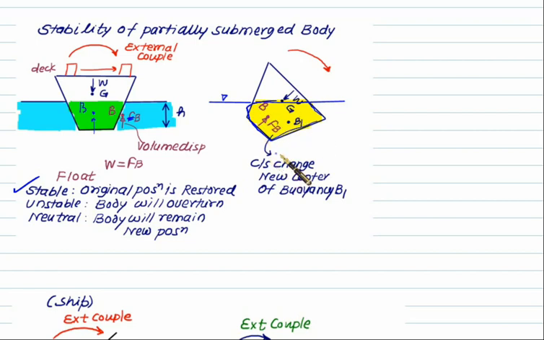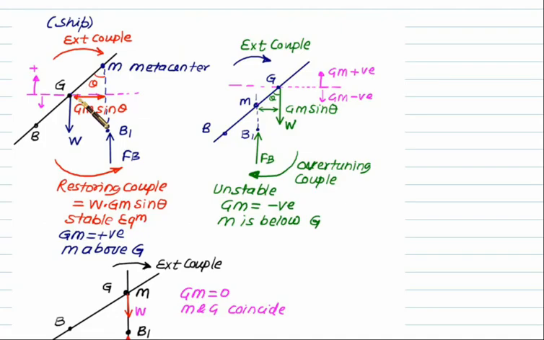So this time the buoyant force will pass through the new center of buoyancy. I will use this figure as a line diagram now. G is the center of gravity, B is the original center of buoyancy, B1 is the new center of buoyancy. If the load is moved, an external couple will act. In that case, the body will try to come back to the original position.